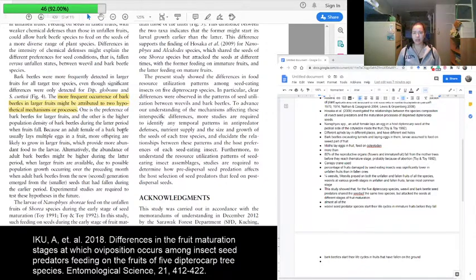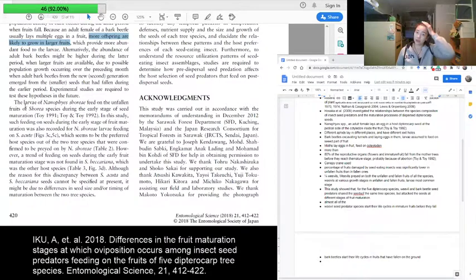Because an adult female of a bark beetle usually lays multiple eggs in a fruit, more offspring are likely to grow in larger feeding month when adult bark beetles from the new, so this next coming generation, emerge from the smaller seeds that had fallen during the earlier period. Feed on the unfallen fruits of this species during the early stage of seed maturation. Okay, there's two fruits at early stages. I'll just highlight that for now.